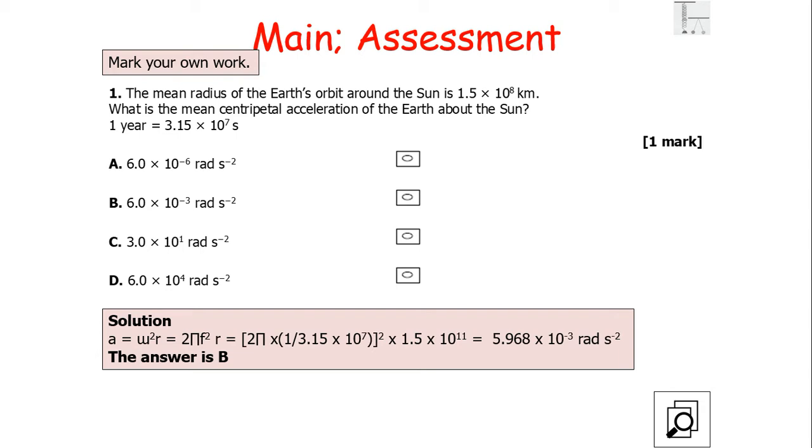Now whilst you're not given frequency in the question, you are given time period, which is 3.15 times 10 to the 7 seconds. So we say frequency is 1 over time period, which allows us to use that in the equation. We know what r is because it's the radius of the Earth's orbit around the Sun. We put our values in and we get 5.968 times 10 to the minus 3 radians per second squared.